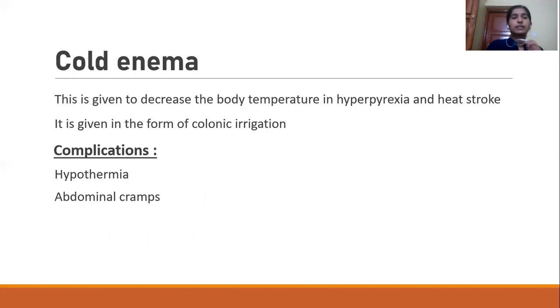Next, the last one is cold enema. This is given to decrease the body temperature in hyperpyrexia and heat stroke. It is given in the form of colonic irrigation. If the patient has hyperthermia, we can reduce the temperature with this cold enema. Complications are hypothermia and abdominal cramps.